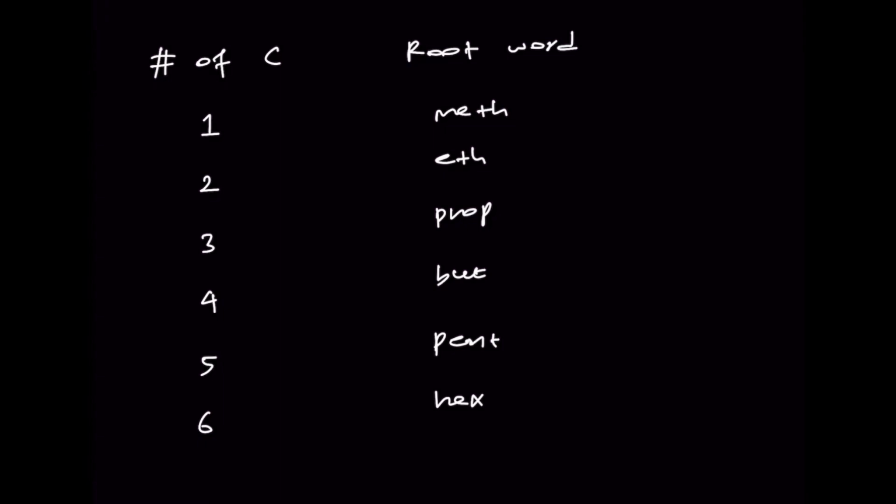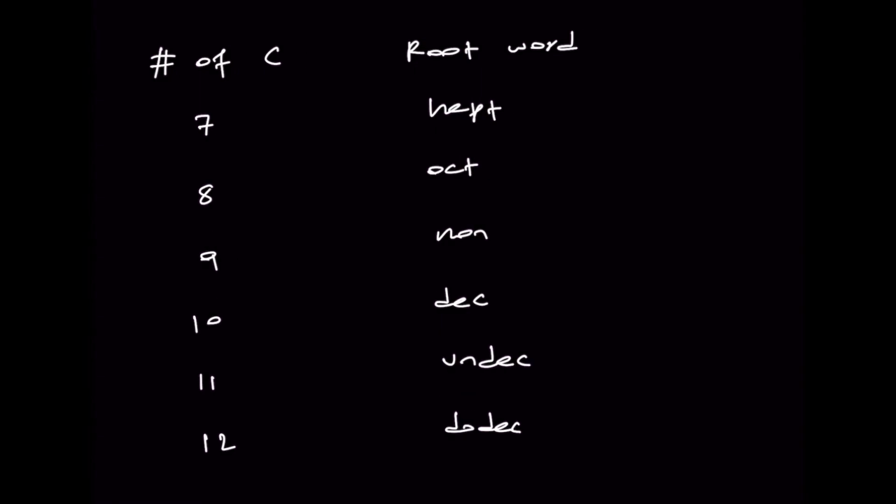Depending upon the number of carbon atoms in the parent chain, the root word changes. If you have 1 carbon atom, meth, 2 eth, 3 prop, 4 but, 5 pent, 6 hex, and then 7 hept, 8 oct, 9 non, 10 dec, 11 undec, 12 dodec. Try to remember at least the first 12 so that when you pick the parent chain, you can assign the proper root word. And the second thing is substituents.